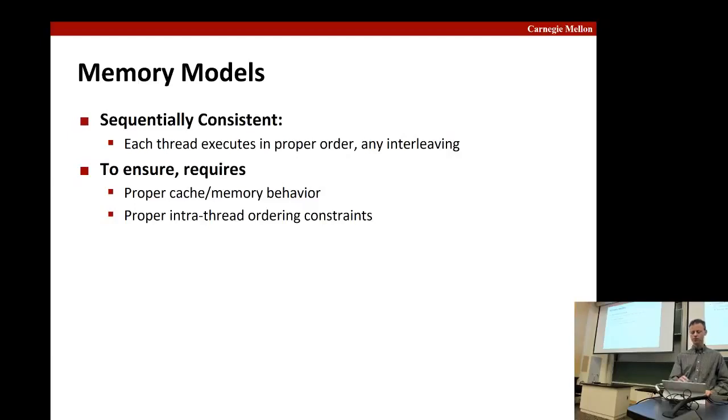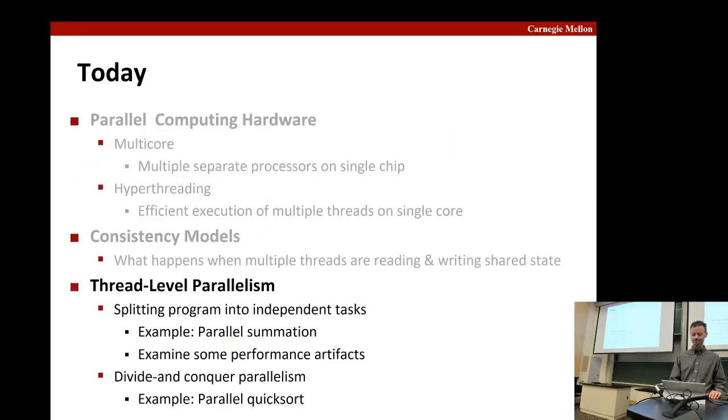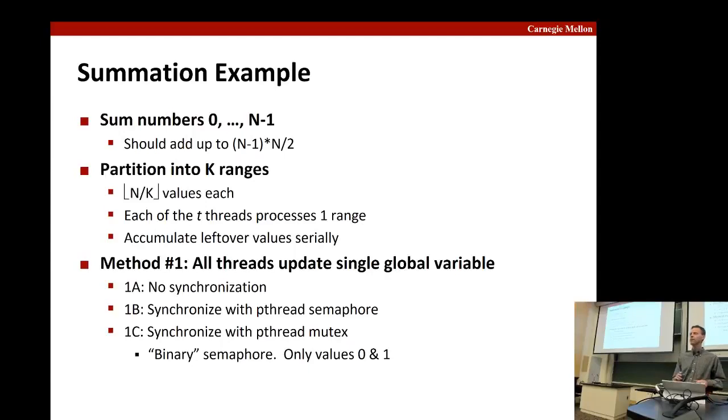Okay, so to ensure sequential consistency, we need both the proper cache and memory behavior and also inter-thread ordering constraints, sometimes by inserting fence operations. So for thread level parallelism, we're going to do a simple example. In this example, we want to sum the numbers between 0 and n minus 1.